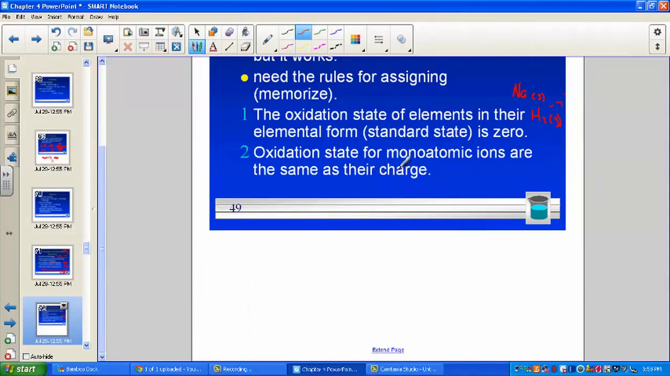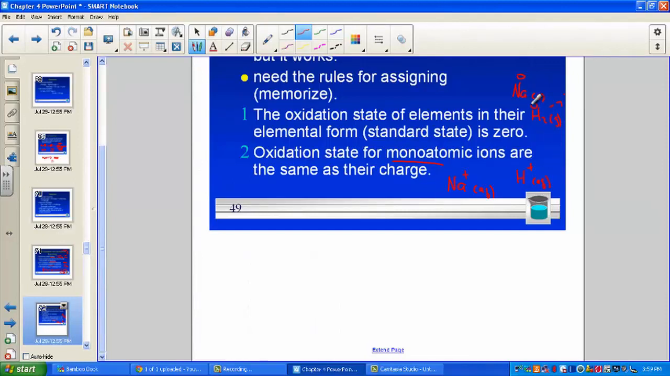Number 2, oxidation states for monoatomic ions are the same as their charge. Monoatomic, a single atom carrying a charge. So up here I said, here's sodium atom, oxidation state of 0. What if I had a sodium ion, oxidation state of +1? Ions only exist in aqueous solutions, so I automatically know these are aqueous. Hydrogen ion has an oxidation state of +1.